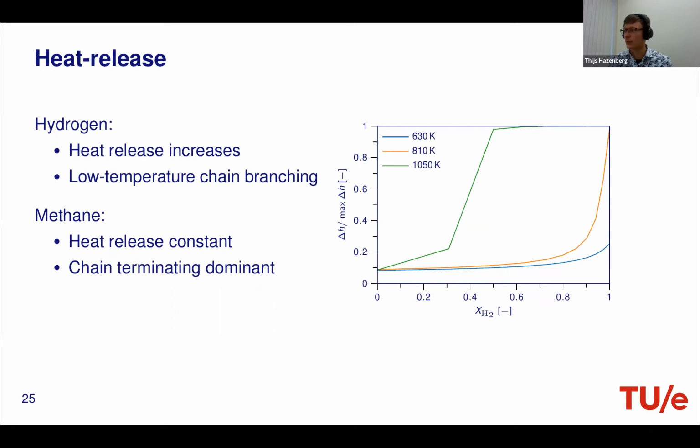We can also look at mixtures of methane and hydrogen. And in that case, what we see is that on the left, we have a completely methane mixture, and on the right, we have a completely hydrogen mixture. Is that at low temperatures, the addition of methane in a hydrogen mixture, so going from the right to the left, very quickly suppresses the low temperature heat release that you see in hydrogen.